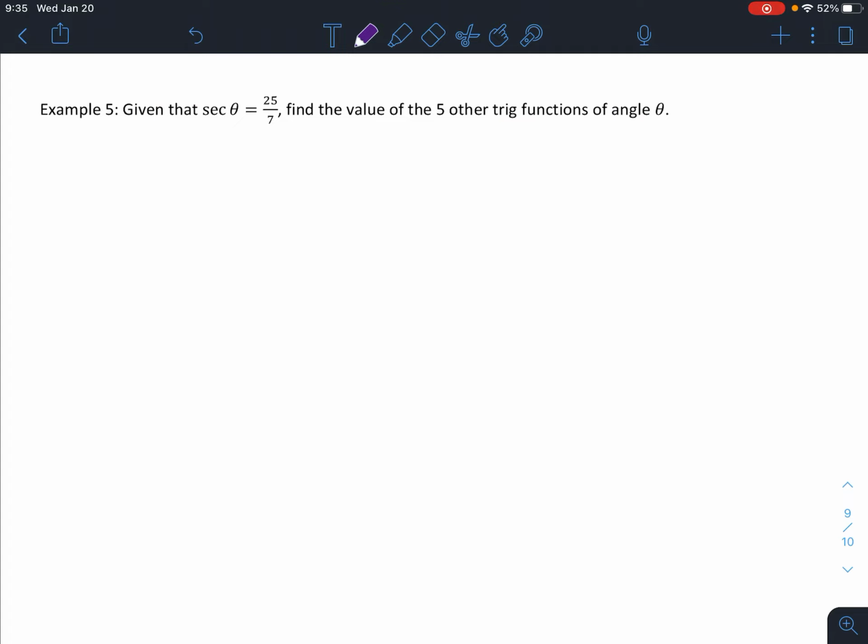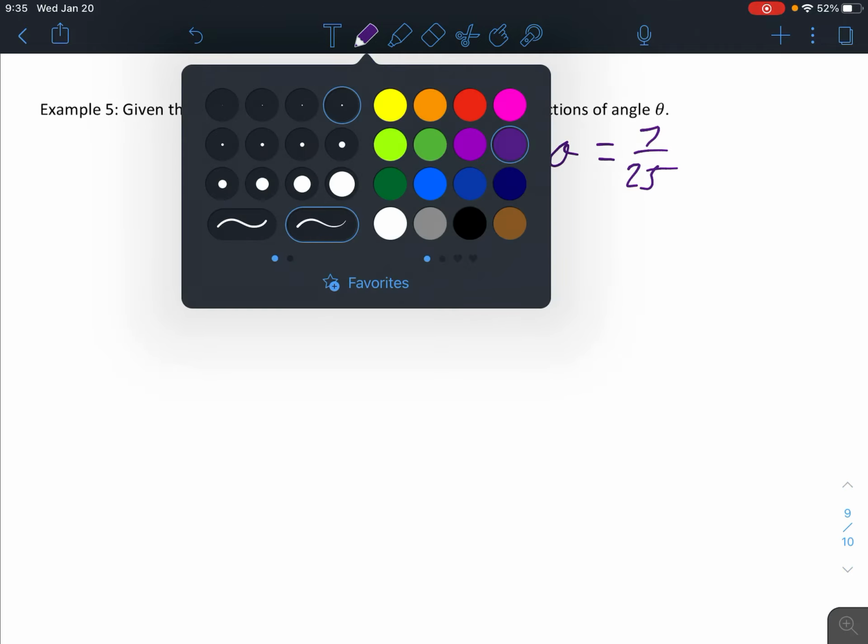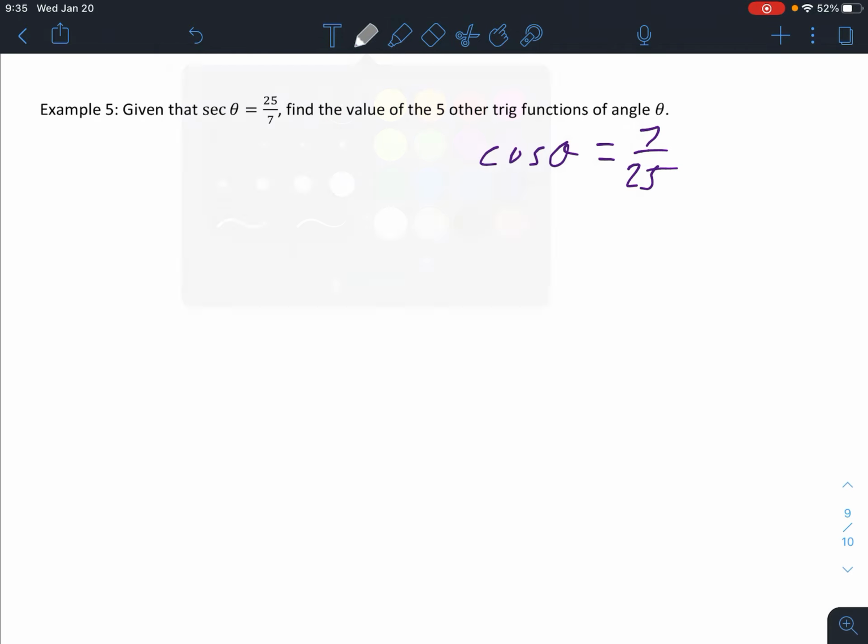All right, number 5 says, given the secant is 25 over 7, find the value of the other 5 trig functions. All right, so again, I'm going to go ahead and solve for one of them right away. I know the secant is 25 over 7, so I know the cosine must be 7 over 25, because cosine and secant are reciprocals. Okay, now I can draw my triangle out.